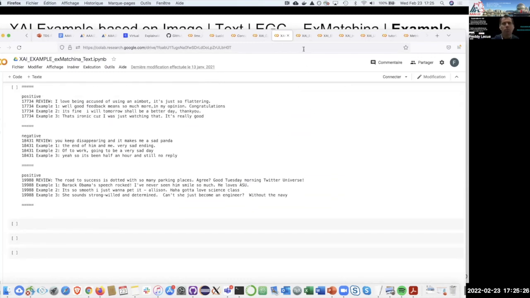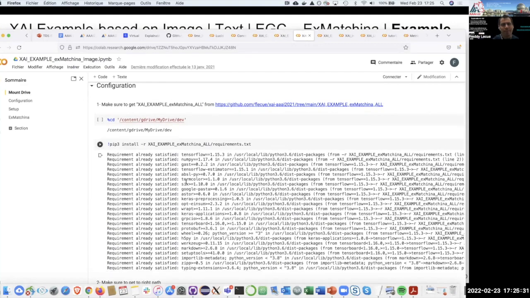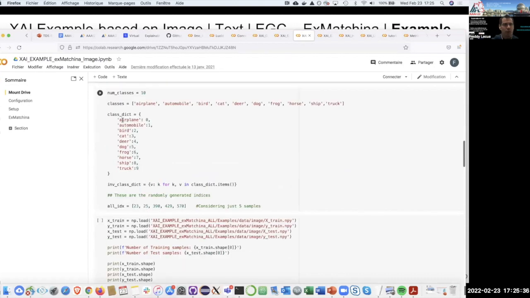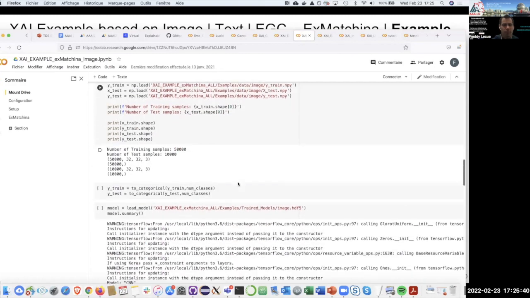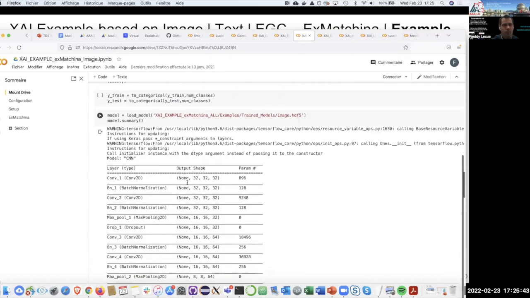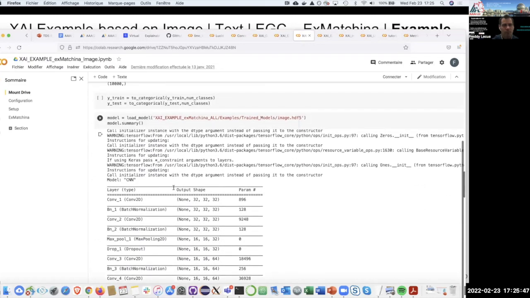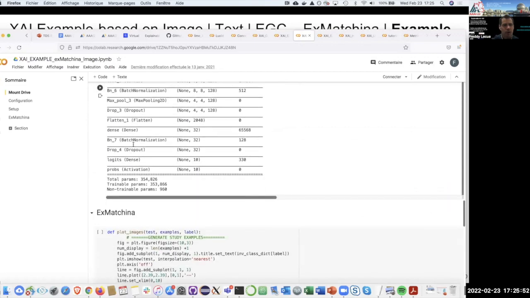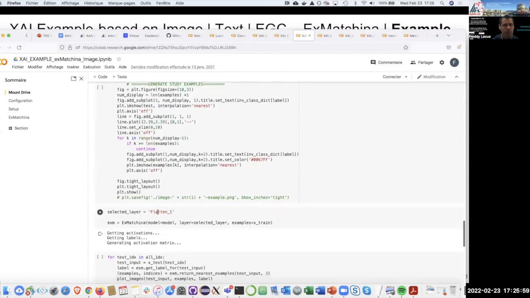So if we still use the same work, but now instead of using text we use images, it's the same setup, but you have only 10 classes. You have different models, obviously, so the architecture is slightly different. It's a bit bigger. It's CNN based, that's convolution network. And again, you do the selected layer on the flatten one.